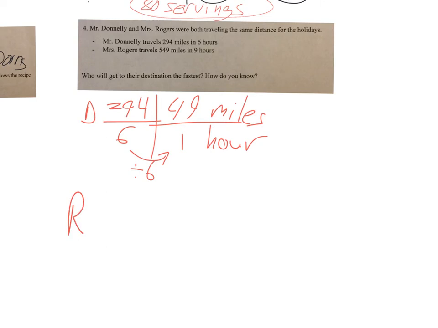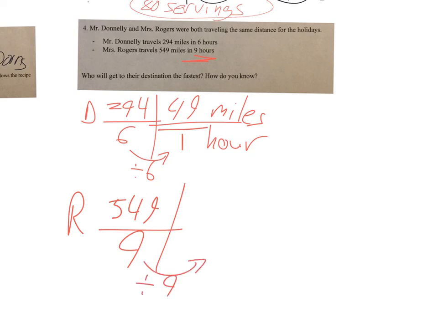Okay. So Mrs. Rogers is 549 miles in 9 hours. So at the first look, you look at them, it's like, oh yeah, she traveled more, but she drove for more hours. So we don't know that she necessarily is going to get the same distance faster, right? I mean, the distance could be like 600 miles, and maybe Mr. Donnelly gets there faster. He's doing 49 miles an hour. So to get to per hour, we divide by 9. So 9 divided by 9 is 1 hour.